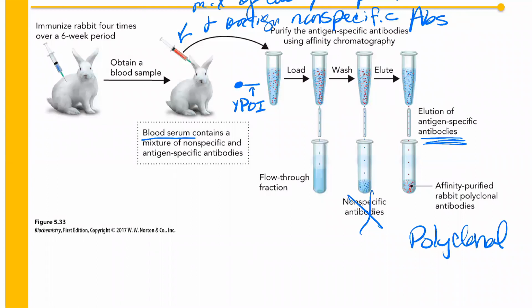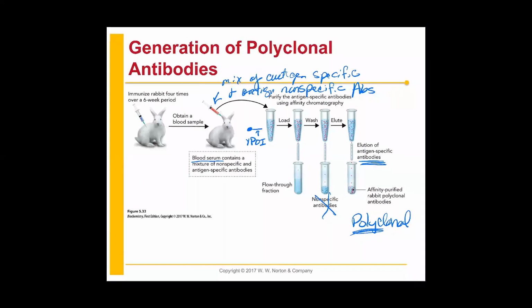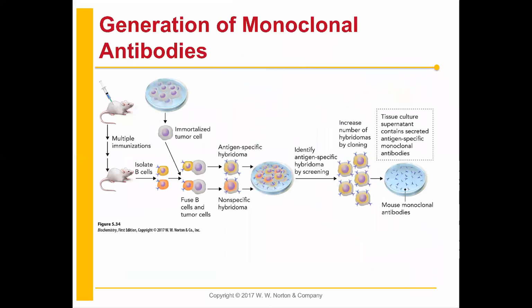Most likely you have a mixture, and this is why we call it polyclonal, right? Because all we know is that these antibodies are binding to your protein of interest. We don't really know where, we don't know how many different ones, but that's why we call it polyclonal, because it could be multiple. So now let's look at how it is different in monoclonal.